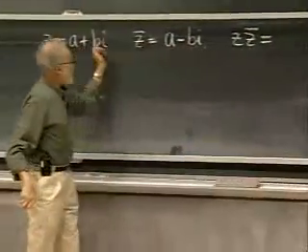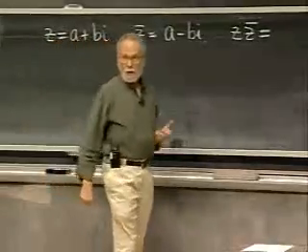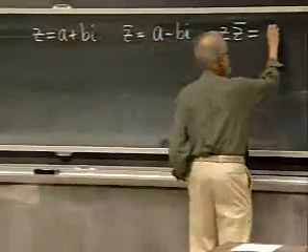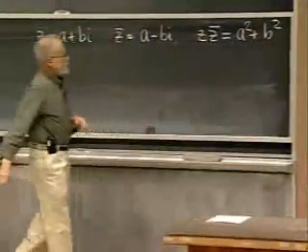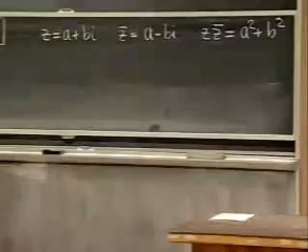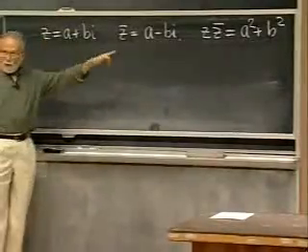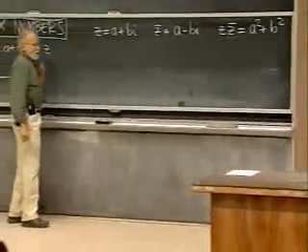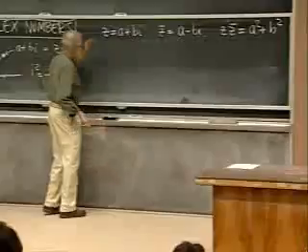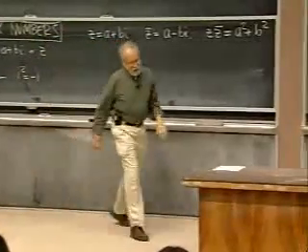The product of these is a squared minus the quantity ib all squared, which makes a squared plus b squared, because i squared is -1. If you want to multiply this by something to make it real, you always multiply it by its complex conjugate. And that's the trick that underlies the doing of division.